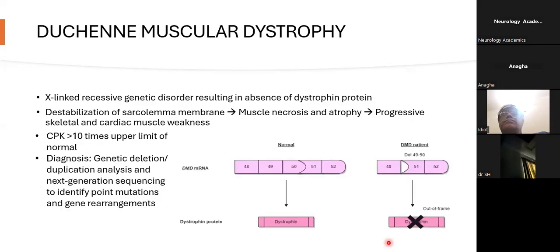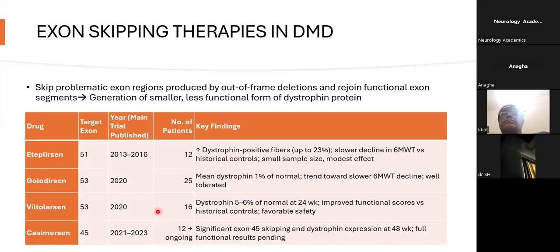The next disease for which genetic therapy was approved is Duchenne muscular dystrophy. This is an X-linked recessive genetic disorder resulting in absence of dystrophin protein. This leads to destabilization of the sarcolemmal membrane, resulting in muscle necrosis and atrophy with progressive skeletal and cardiac muscle weakness. Here the CPK will be more than 10 times the upper limit of normal, and diagnosis is by genetic study. There are 2 types of therapies approved for Duchenne muscular dystrophy.